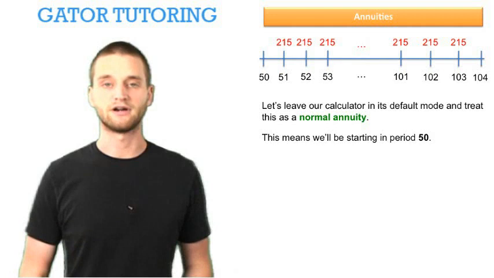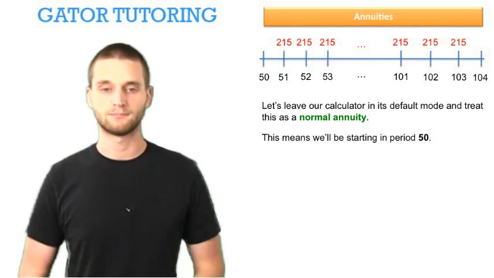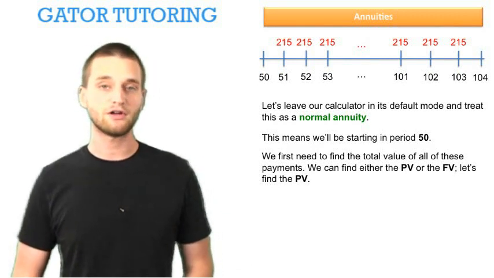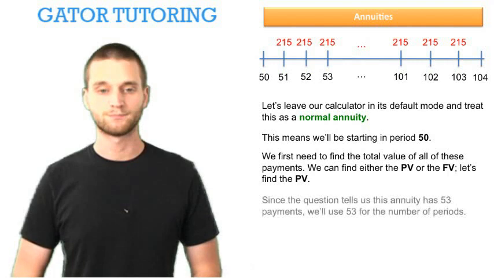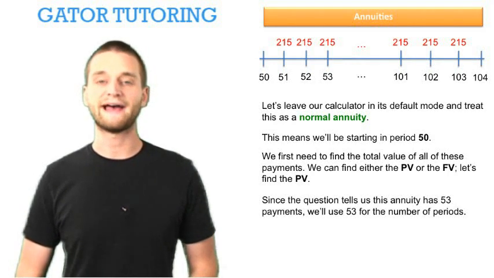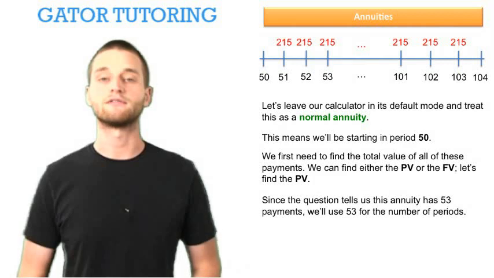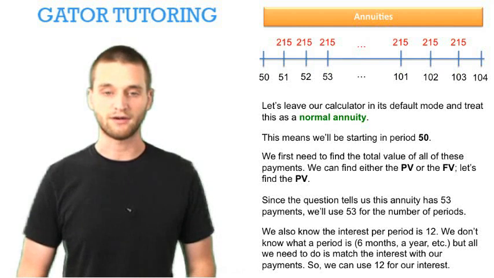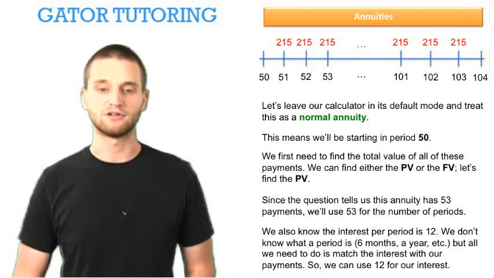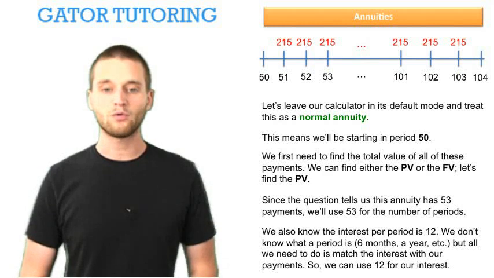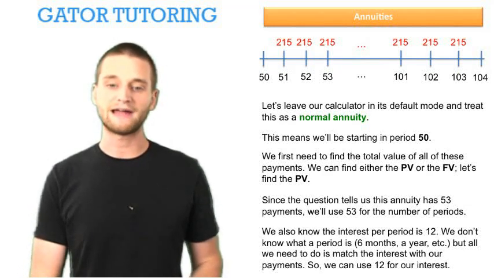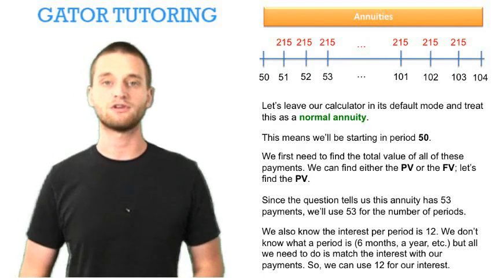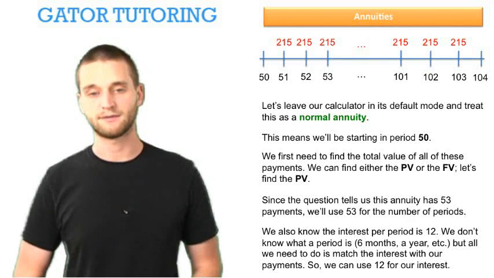This means we'll be starting in period 50, so we'll consider period 50 the present. We first need to find the total value of all of these payments. We can either find the present value or the future value. Let's find the present value. Since the question tells us that this annuity has 53 payments, we'll use 53 for the number of periods. We also know that the interest per period is 12%. We don't know what a period is in this question, 6 months, a year, or what have you, but all we need to know is to match the interest with our payment periods. So we can use 12% for our interest, since the question says it's 12% per period.